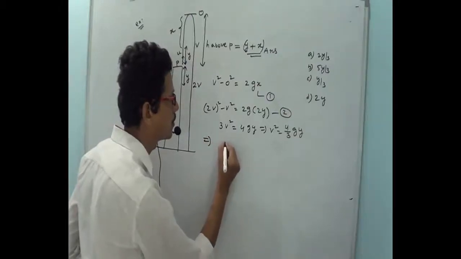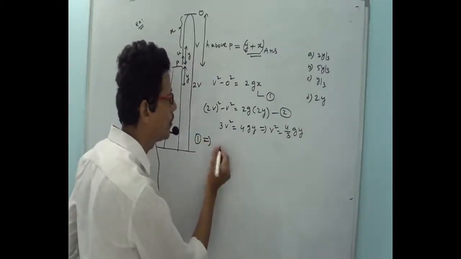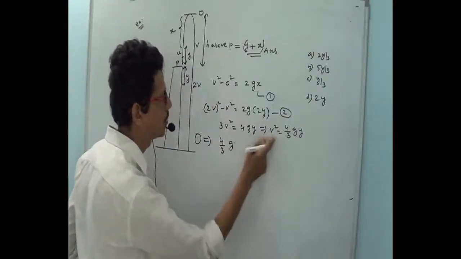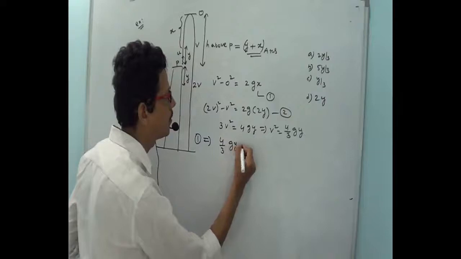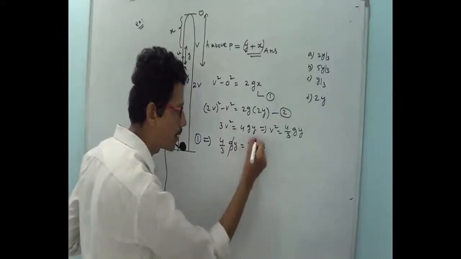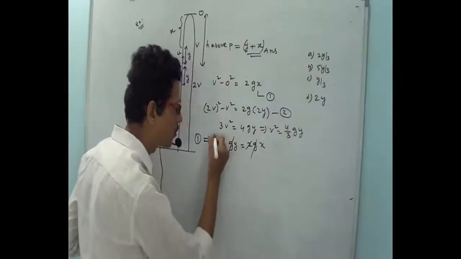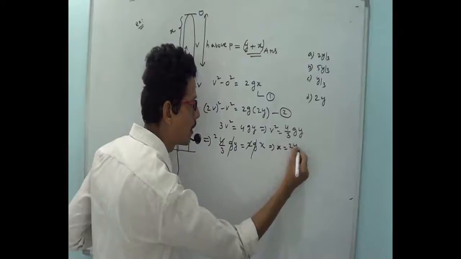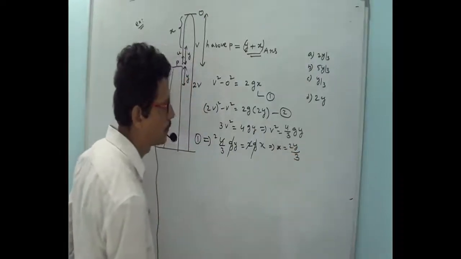That implies the first equation will be changed like this. 4 by 3 into g into y is equal to 2gx. G will get cancelled and this goes 2 times. X is nothing but 2y by 3.